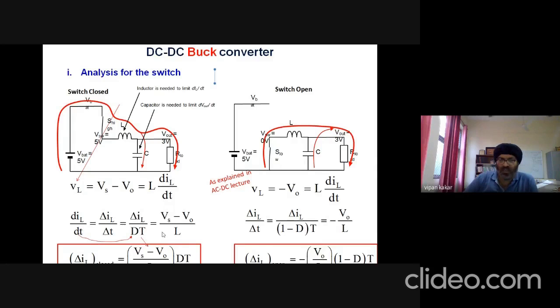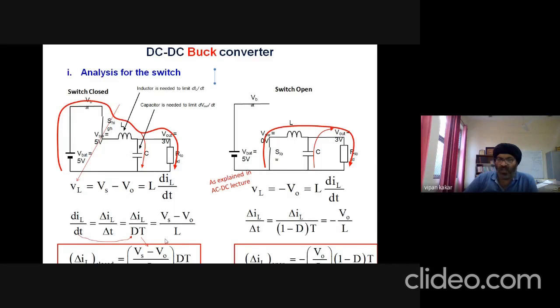So assuming the total turn on time as the delta, how much change in inductor current happens in the turn on time period? We have turned on the switch, and during this turn on time, which is equal to D multiplied by T, as we saw in the previous slides, how much voltage is developed across the inductor? That is equal to Vs minus Vo divided by L.